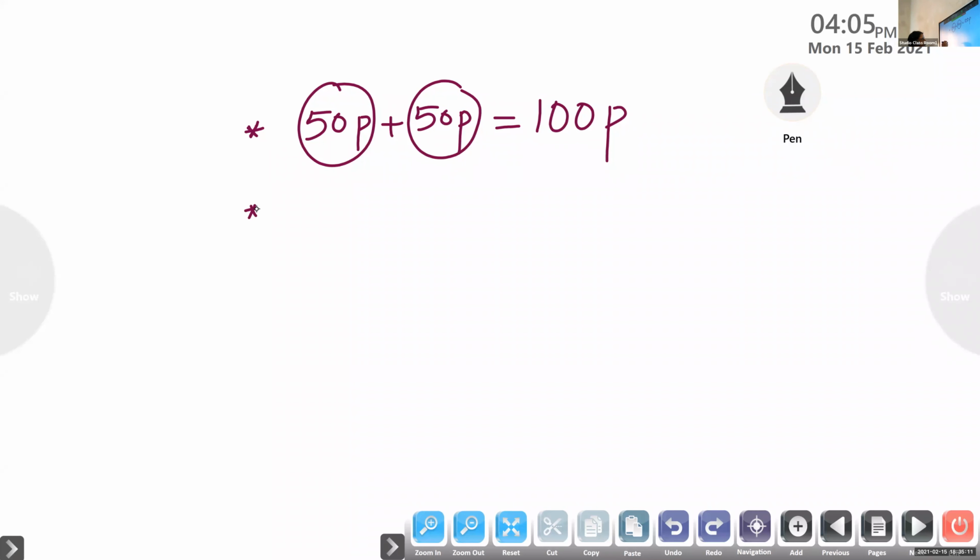Now, another point. 100 paisa is equal to what? 100 paisa is equal to dash? One rupee. 100 paisa means 1 rupee. Very good. 100 paisa means it is rupee 1. So, two 50 paisa coins will make 100 paisa, and 100 paisa means it is rupee 1. So we can say two 50 paisa is equal to rupee 1. Okay?